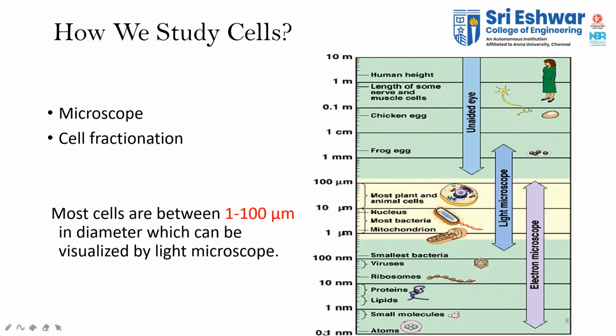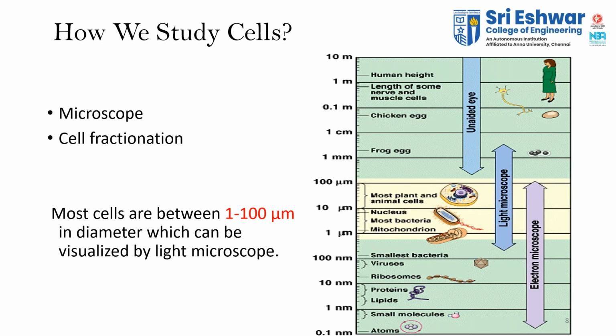Say for example, here we have 0.1 nanometer, 1 nanometer, 10 nanometer, 100 nanometer, and like this it goes up to meters. So meter, centimeter, millimeter, micrometer, nanometer, this is your hierarchy. Meter goes to centimeter, millimeter, micrometer, and nanometer. Your human height will be measured with the help of meters, and the length of some nerve and muscle cells is measured in meters, like the muscle cells and nerves present in the human body.